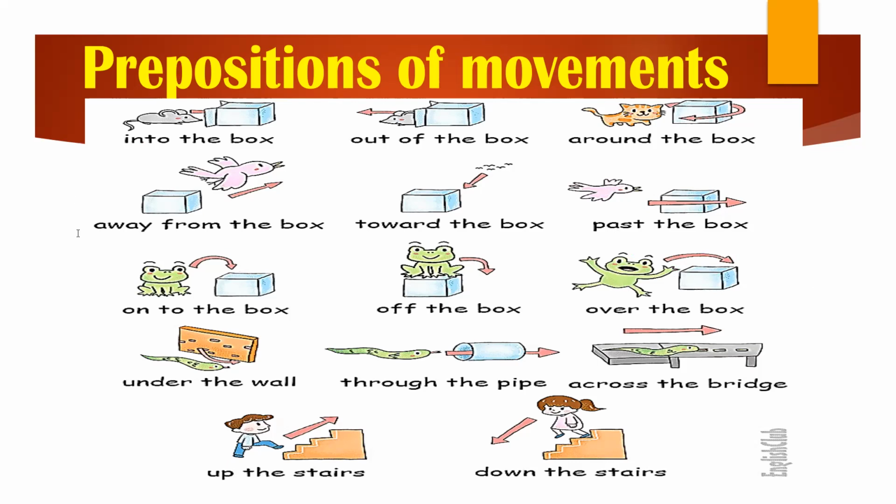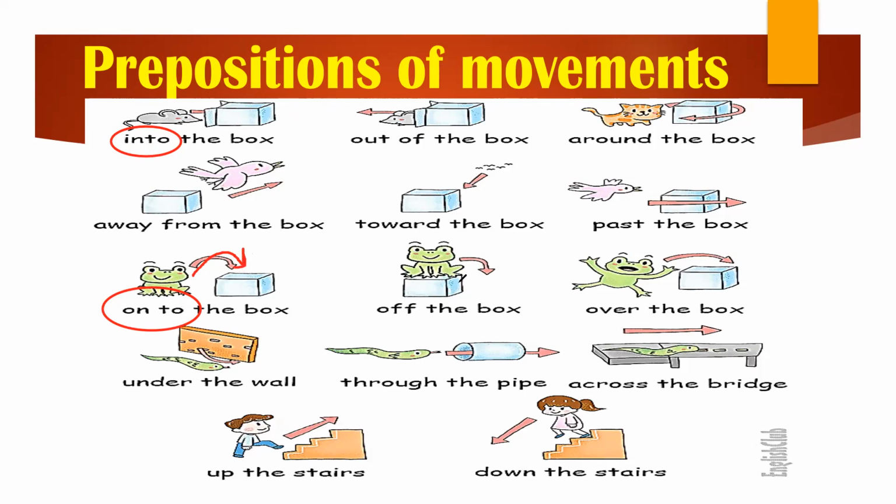You just pass it. All right, and then we have onto. It's like on and to, but there is no space here, just like into. Onto the box. The frog jumped onto the box. This means that I saw the frog jumping from the floor onto the box. I saw the movement of the frog. It wasn't on the floor, on the box, however, it jumped onto it.